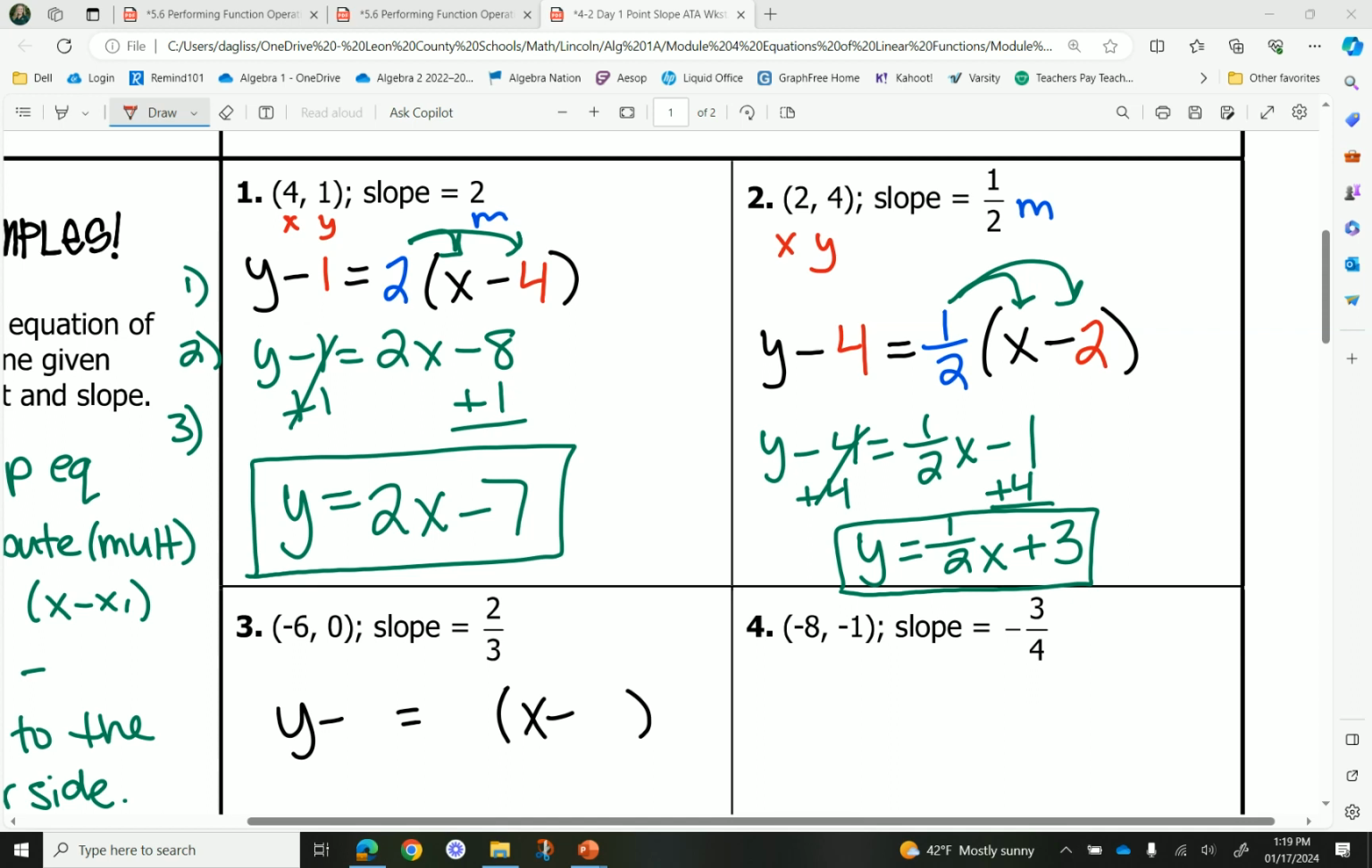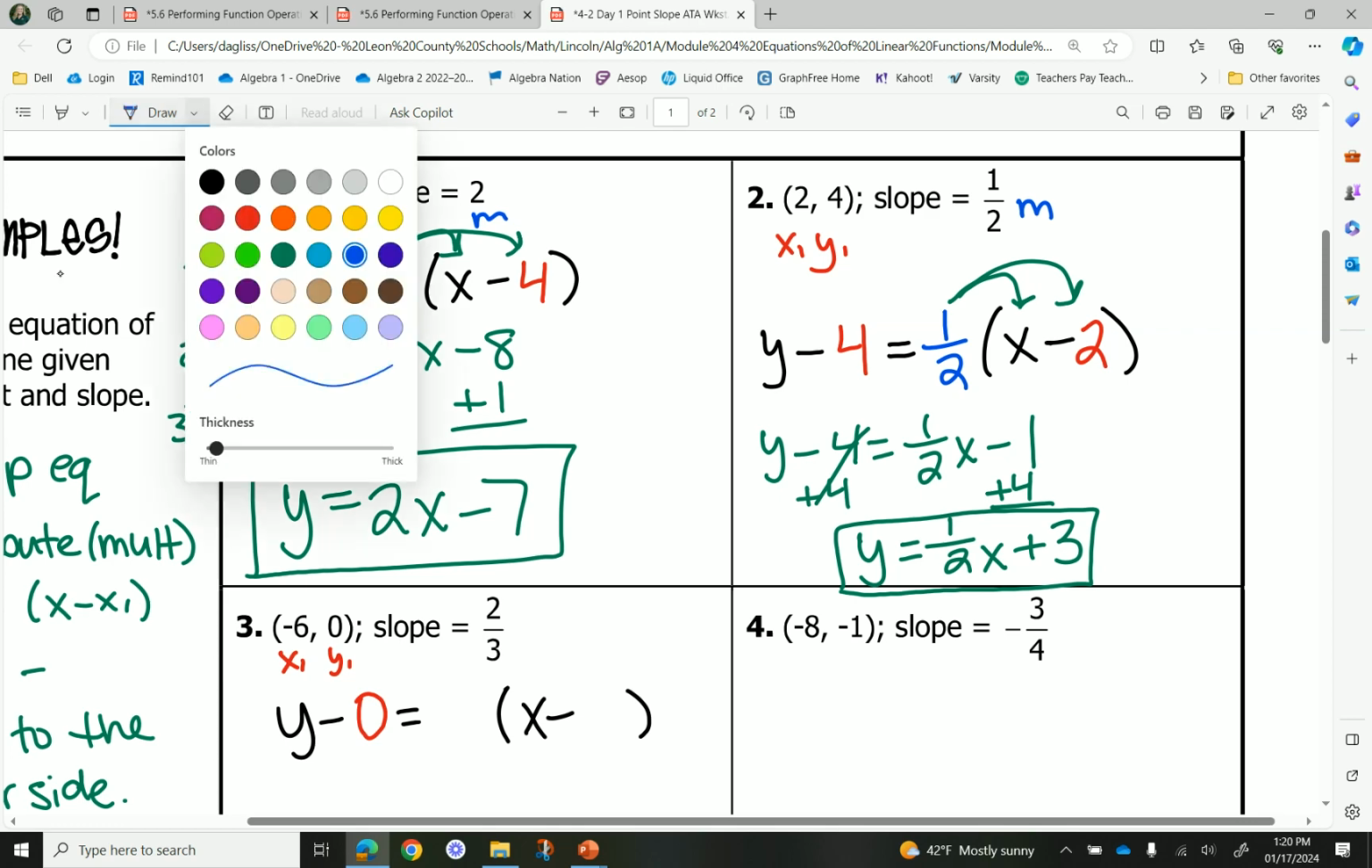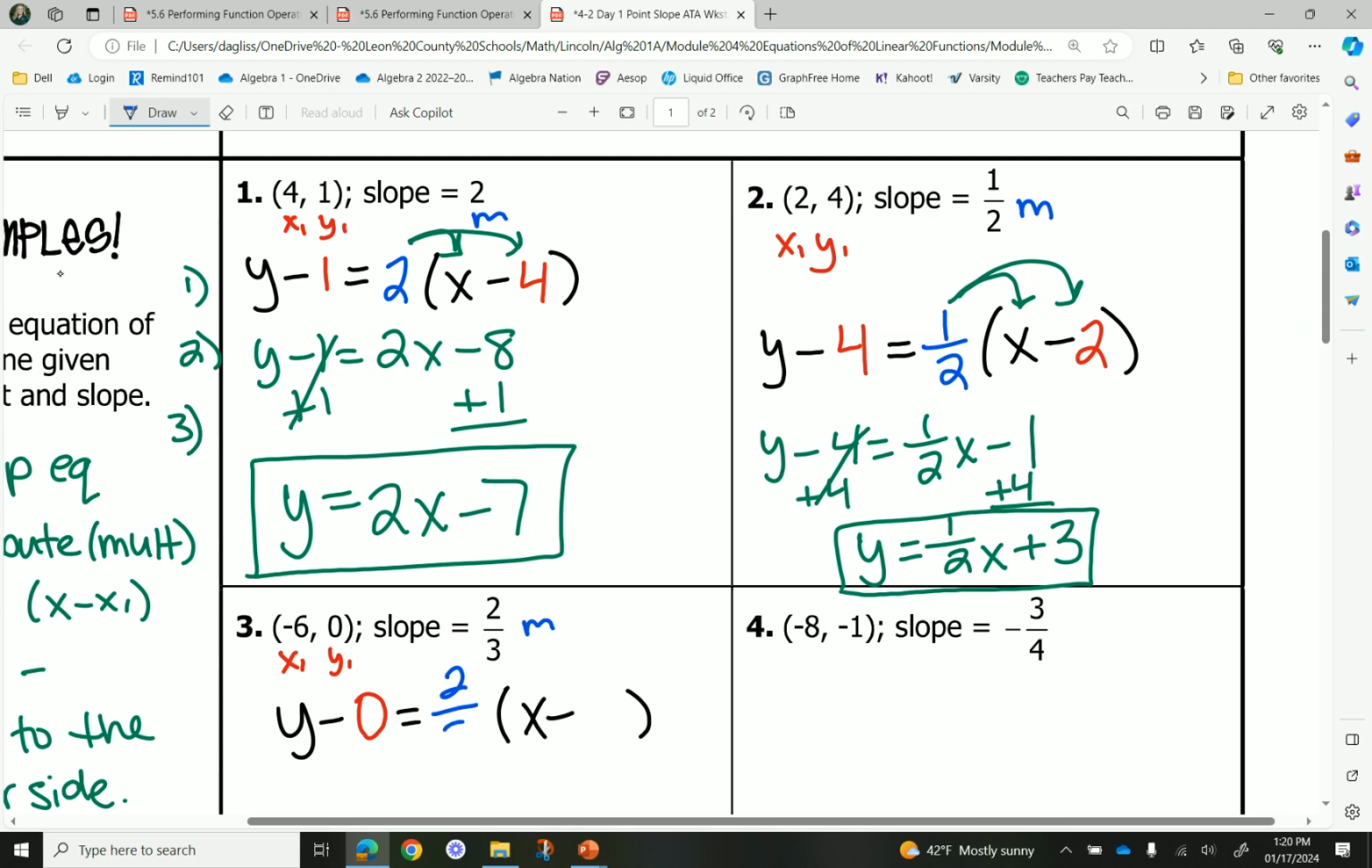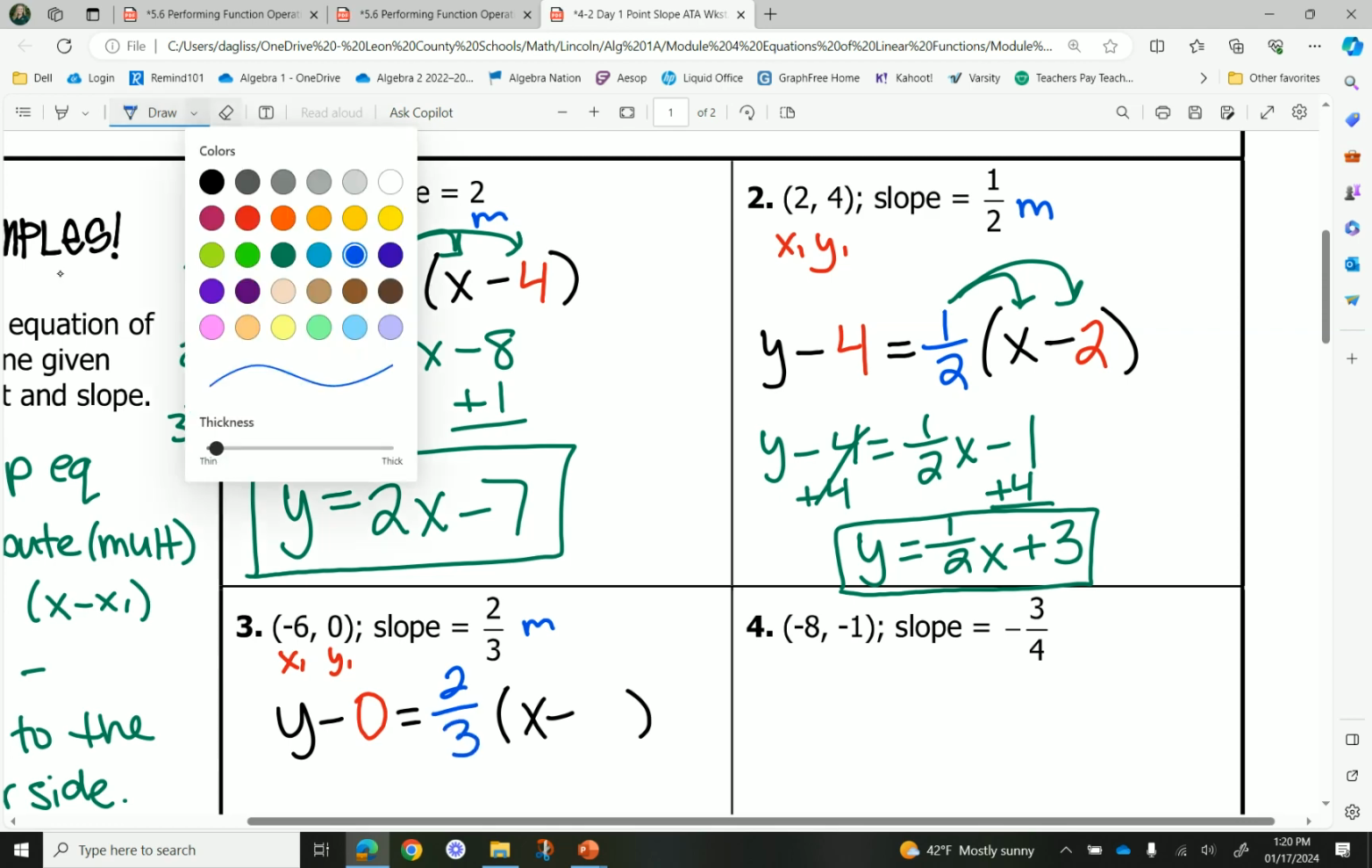Number 3 gives me the point negative 6, 0. So what values did that just give me? That's my x1 and my y1, right? So y minus 0, and what's in my parentheses? Next is going to be my slope, which is 2/3. And it's x minus negative 6. Hold on, it's minus negative 6. You can just put 6.